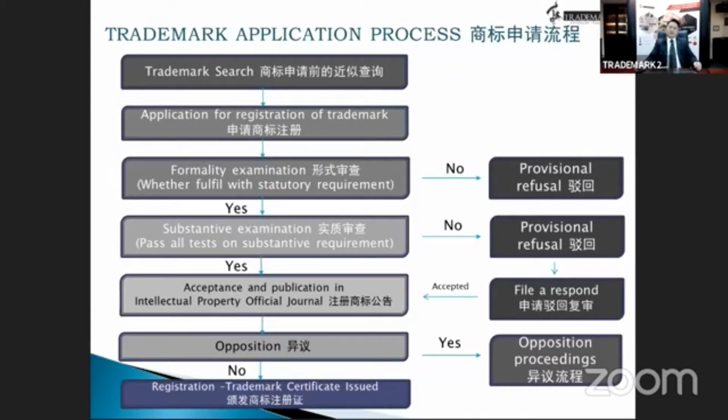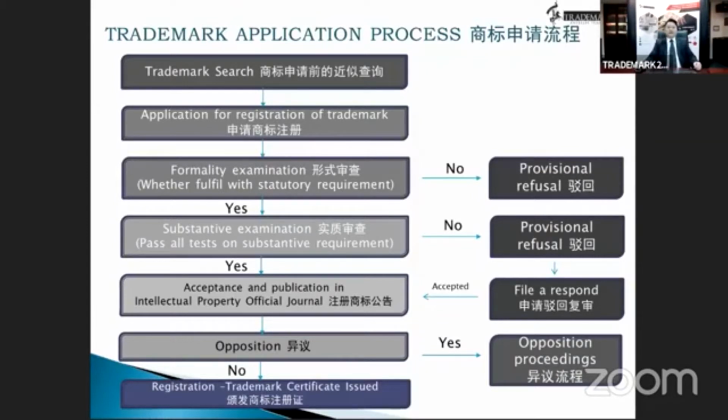Now, if no opposition is raised during this 2 months, congratulations, you will get your final registration. You'll get your certificate. They will issue you a certificate of registration, and it will last for 10 years. Do I have to renew every year? No, you don't have to renew every year. You just renew once every 10 years. And the registration validity period will commence from the first filing date, the priority date or the application date. Okay, I'm sure this is simple enough.